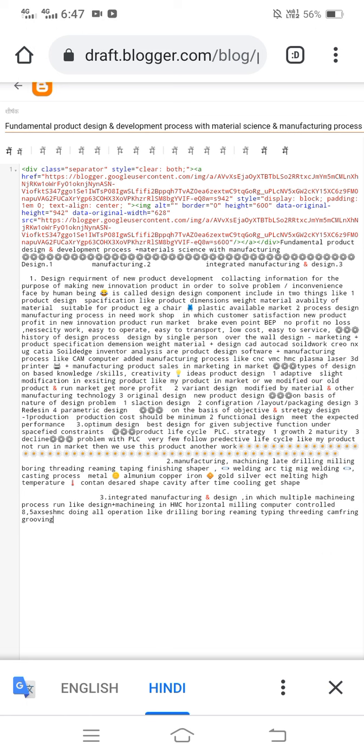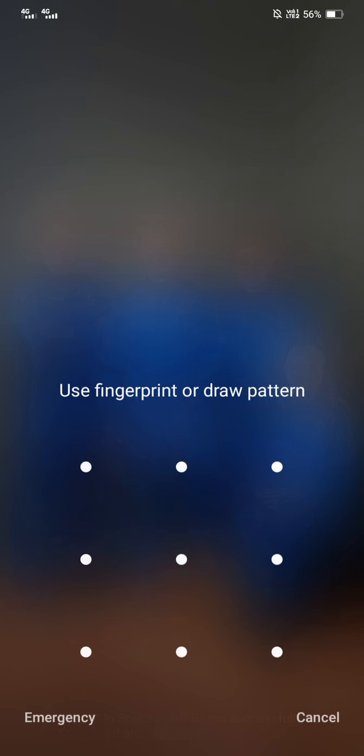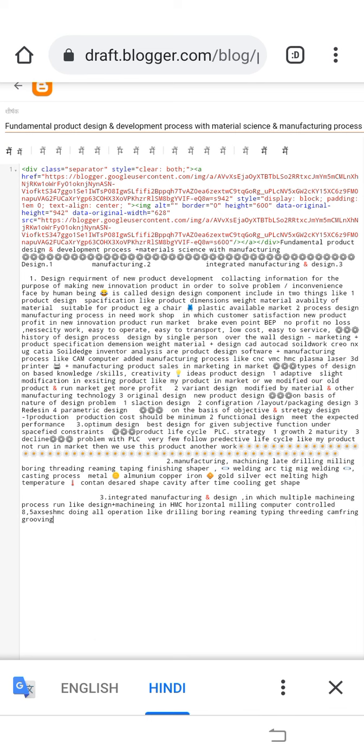Next, on the basis of the nature of the design problem: number 1, selection designs; number 2, configuration, layout, packaging designs; number 3, redesigns; number 4, parametric designs.